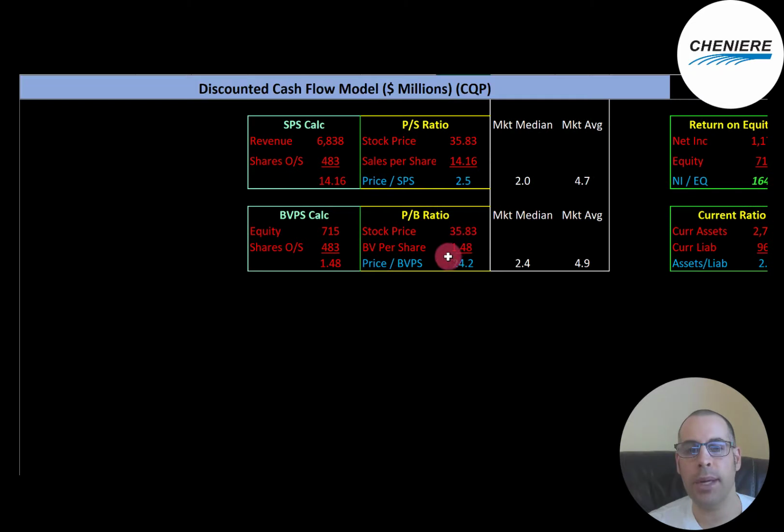They don't have such a good price to book. The median is 2.4, the average in the market is 4.9. Price to book is stock price over book value per share. To calculate book value per share, that's equity over shares outstanding. I like to see below 3.5, they're at 24.2. So investors are paying $24.20 for $1 of book value. Equity is total assets minus total liabilities on a balance sheet.